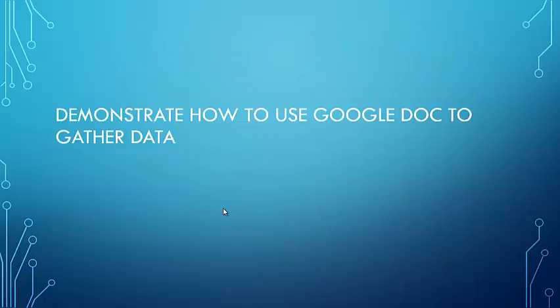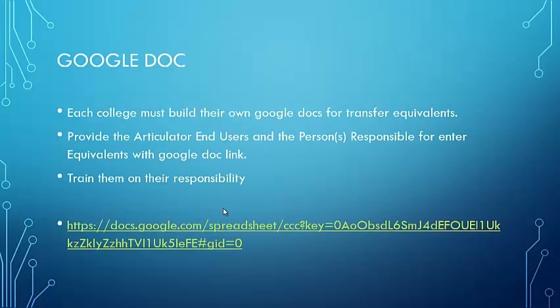Now I'm going to demonstrate how you can use the Google Doc to gather the data. Each college must build their own Google Doc. You're going to see that I have an example Google Doc, but you do not want to use that one. Every college needs to have their own. They're going to provide the articulator end user and the person or persons responsible for entering equivalents with the Google Doc link, and then train them on their responsibilities.